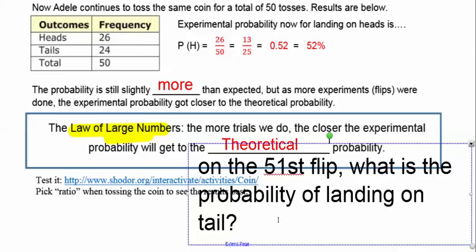No. If they do not say that, then you ignore this. And the probability would just be, well, the probability of landing on tails, there's 1 tails out of 2. Okay? But then if they said based on what happened, or if they said experimental, then we would use the chart. If they don't say that, though, if they just want theoretical or they just say probability, then we ignore the chart and we do what should happen.